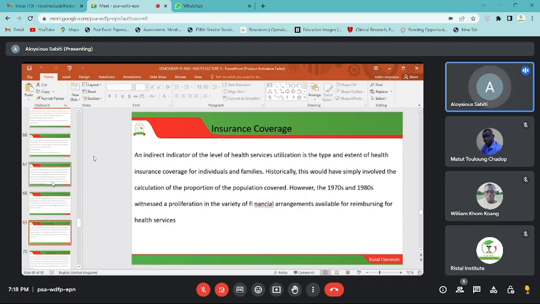Another indicator that we don't pay attention to, but is very key in trying to understand service utilization, is an indirect indicator of the level of health services utilization. This is the type and the extent of health insurance coverage for individuals and families. Historically, this would have simply involved calculating the proportion of population covered. However, we have witnessed a proliferation in the variety of financial arrangements available for reimbursement of health services.